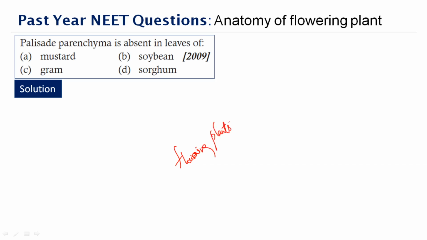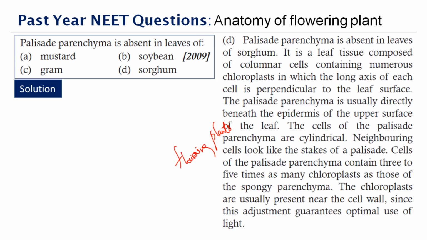But palisade parenchyma will be absent in the leaves of sorghum. The cells of the palisade parenchyma are cylindrical. Neighboring cells look like the stakes of a palisade. Cells of the palisade parenchyma contain 3 to 5 times as many chloroplasts as those of the spongy parenchyma. The chloroplasts are usually present near the cell wall, since this arrangement guarantees optimal use of the light. Therefore, palisade parenchyma are absent in the leaves of sorghum, which is option D.